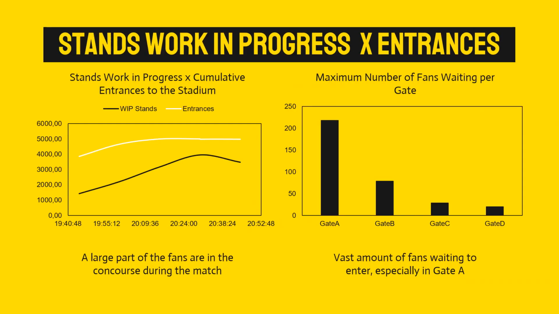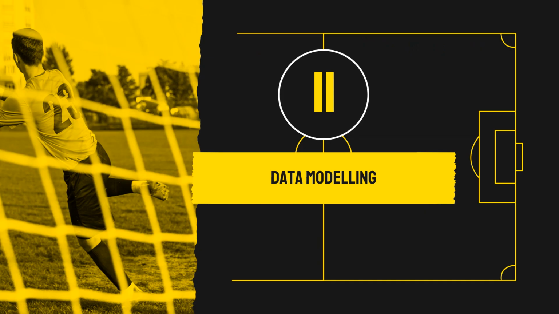Just to exemplify some of the problems in the current situation of the system, on the left is a graphic comparing the cumulative entrances to the stadium and the amount of fans inside the seating area, in which it is clear that a good amount of them are in the concession at the beginning of the match. And on the right, the maximum amount of fans waiting in queue at each gate, which hits extremely undesirable values, especially on gate A. I will now talk a bit about the data modeling component of the problem.